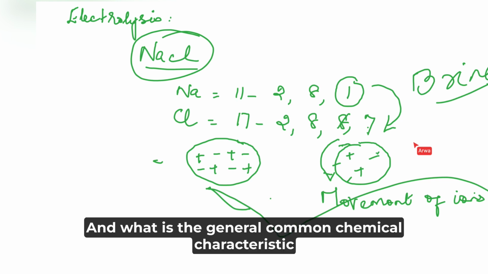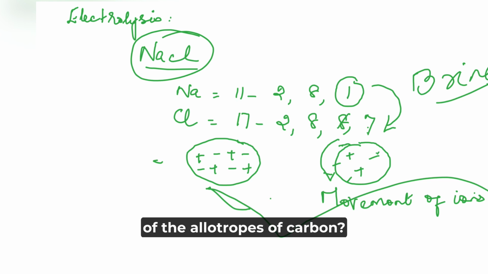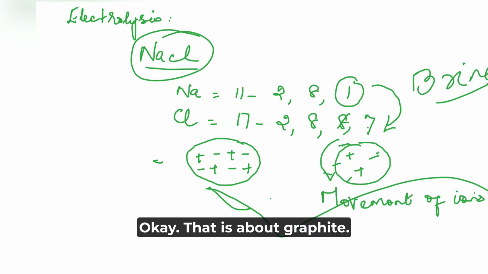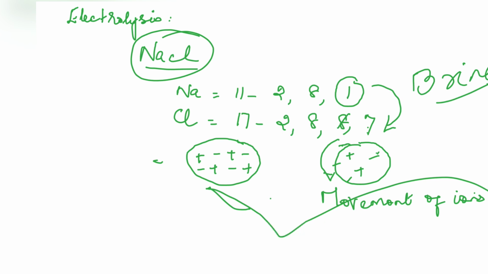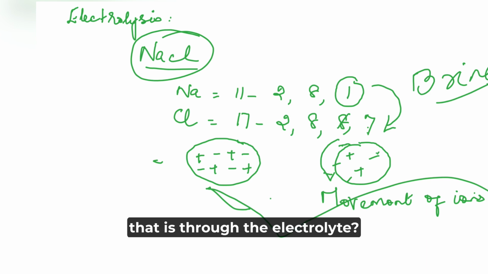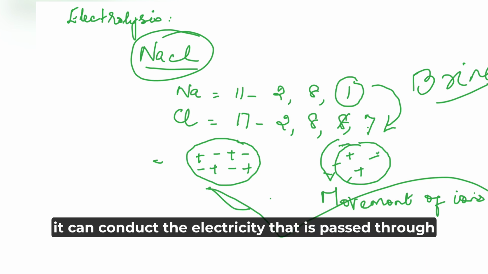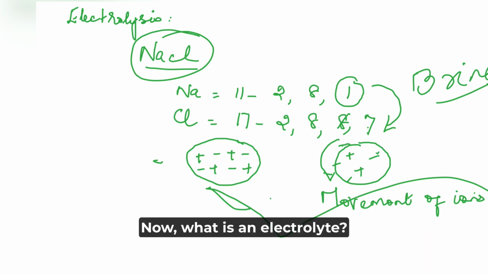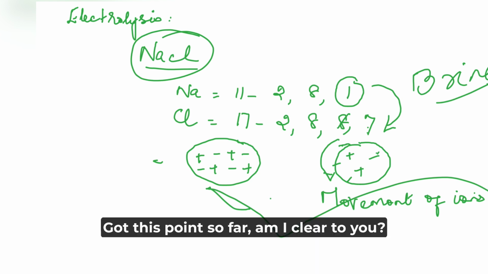And what is the general common chemical characteristic of the allotropes of carbon? When they are burnt, they give carbon dioxide. Okay, that is about graphite. So this electrode can bear electricity that is passed through the electrolyte. That is, it can conduct the electricity that is passed through it into an electrolyte and outside an electrolyte. Now, what is an electrolyte? Got this point so far? Am I clear to you?